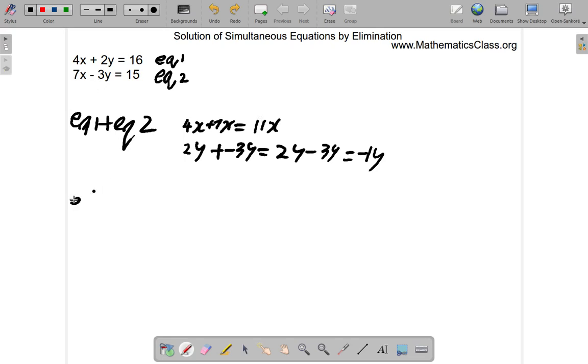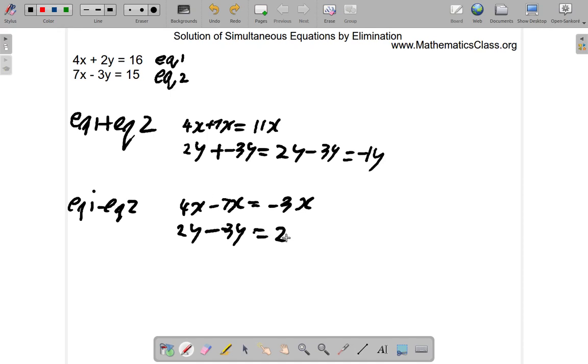Let's try subtracting. Equation 1 minus equation 2. Let's try with the x part. 4x minus 7x gives negative 3x. X still not eliminated. Let's try the y part. 2y minus negative 3y is the same as 2y plus 3y, which is 5y. Y still not eliminated.